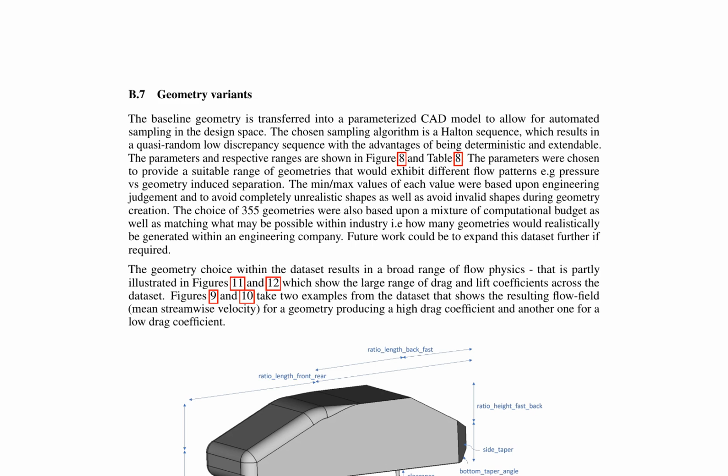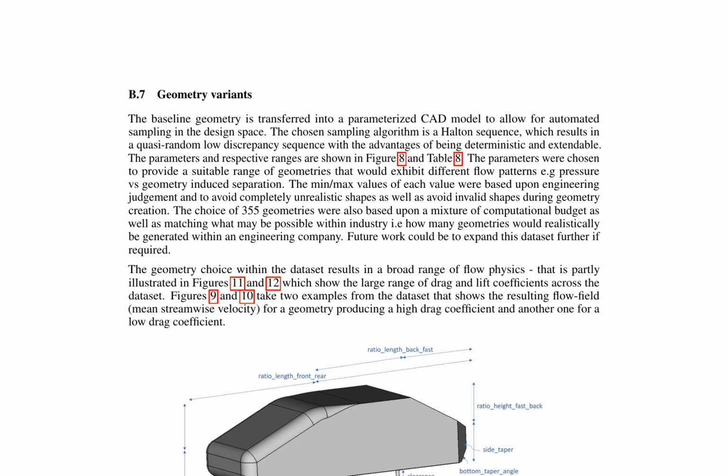The development of a parameterized CAD model enables the automated sampling of the design space, facilitating the transfer of the baseline geometry. A Halton sequence is employed for quasi-random sampling, ensuring determinism and extendability. The parameters and their corresponding ranges, detailed in Figure 8 and Table 8, are carefully selected to generate a diverse range of geometries exhibiting distinct flow patterns.